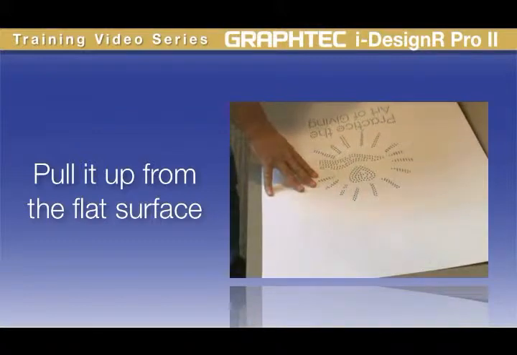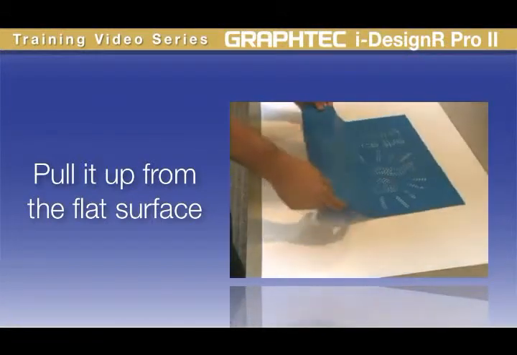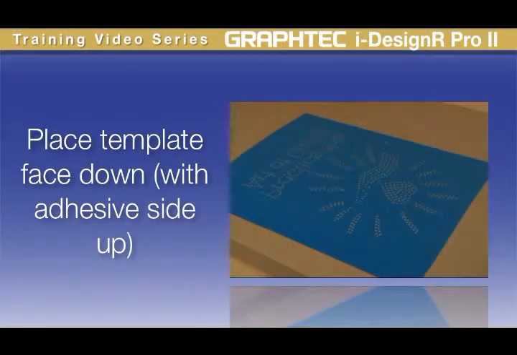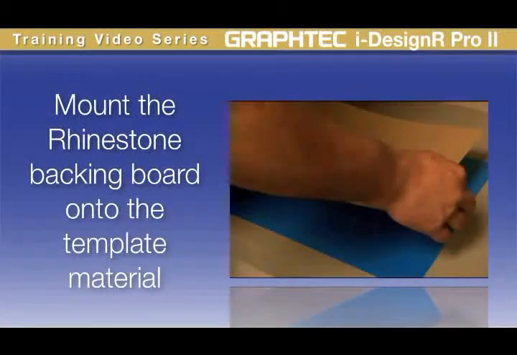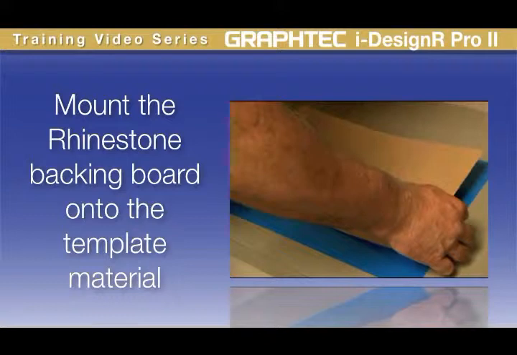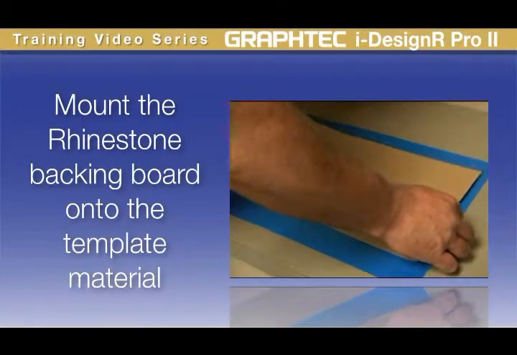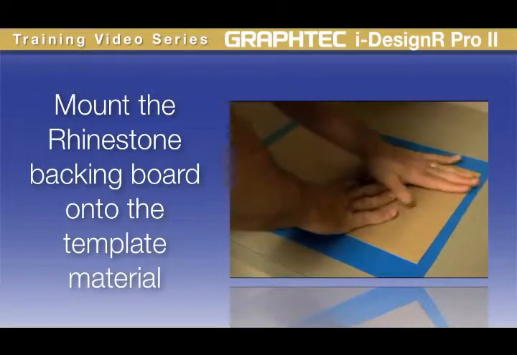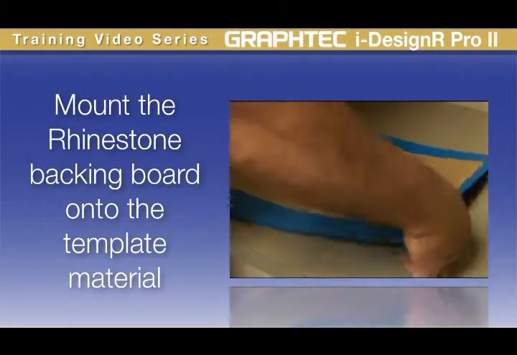Now we can affix the template material to the rhinestone backing board. Depending on the pattern, this is best done by placing the template face down on a flat surface with the adhesive side facing up. Take the rhinestone backing board and, prior to placing it on the template, make a slight bend in the middle of the board. Lower it onto the template, and then smooth the board down toward both ends. This will reduce the potential for wrinkling.